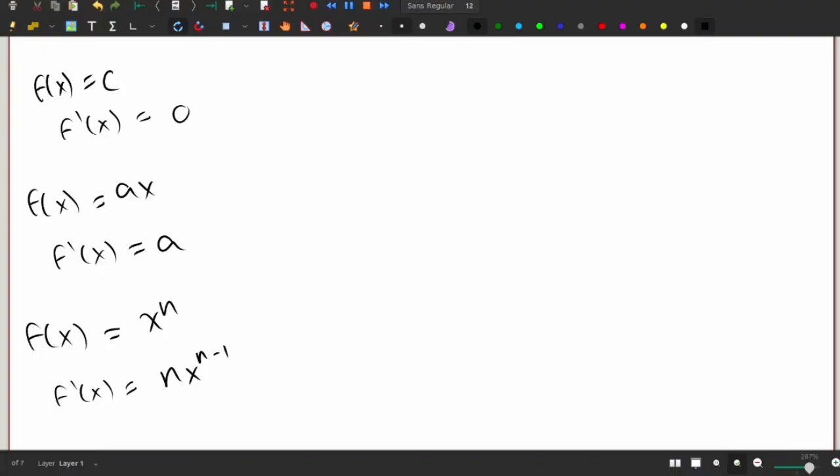Let's go over some basic rules of differentiation. So here are the most obvious ones that we've already discussed. If there's a constant, constants don't change, so your rate of change is always going to be 0.